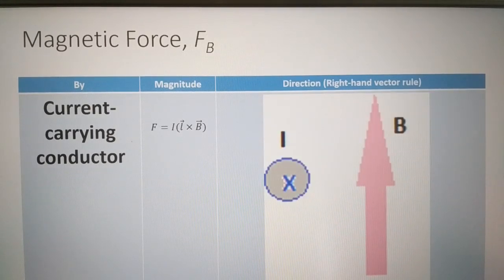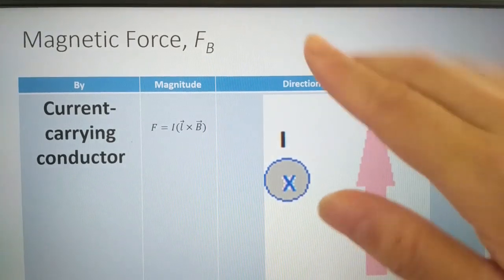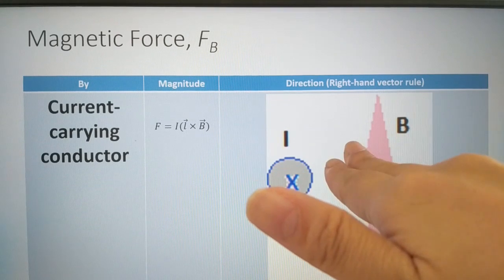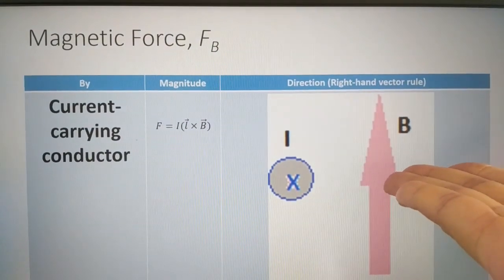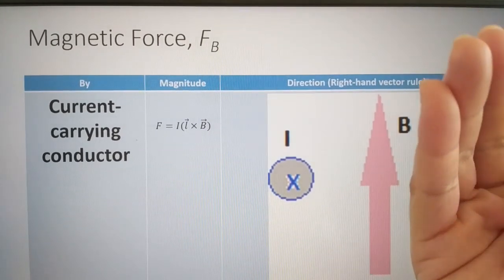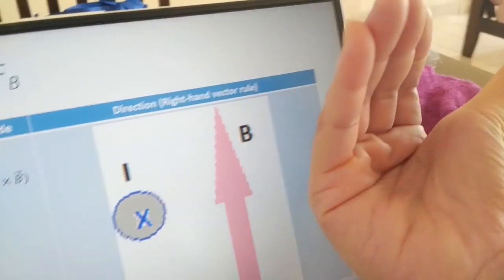What about this case? I is into the page. B is upward. Okay? So again, use my right hand rule. So my four fingers have to point the direction of I, which is into the page. And then what about my magnetic field? Upward. So I have to turn my finger so that I cross B. I cross B. But what's the direction of my force? To the right. Okay?